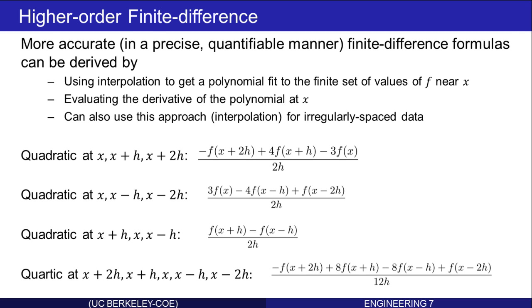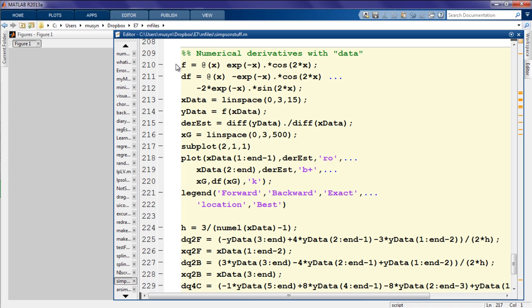Let's try this in Matlab. Let's revisit the example with the exponentially decaying cosine. We know exactly what the derivative is. We'll use very sparsely spaced data, only 15 points between 0 and 3, and y data is of course the function evaluated at that. For comparison purposes, we'll compute the original finite difference formula, the forward and backward, using only 2 points. We'll also want to plot things very finely since we know the exact answer, and that's what xg is for. On the first plot, we'll plot the forward estimate and the backward estimate as well as the actual derivative. That will be a plot we've seen before.